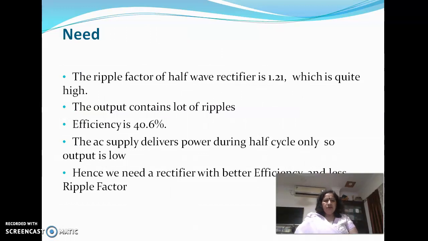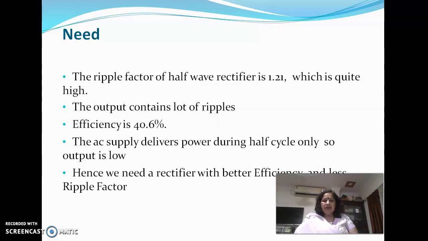In my previous video of half-wave rectifier, we have already seen what is a rectifier. A rectifier is a circuit which converts AC to DC, and we have seen that the output of a rectifier contains both AC and DC component. The output is not pure DC. Hence, it contains ripples. So, ripple factor of half-wave rectifier is very high, 1.21.